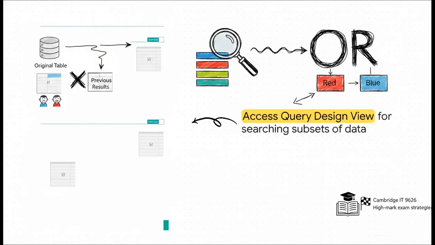When you're inside the actual database UI using the simple query wizard, you've got to be meticulous. If you need, say, red or blue products, you have to use that OR Boolean statement right there in the criteria row.